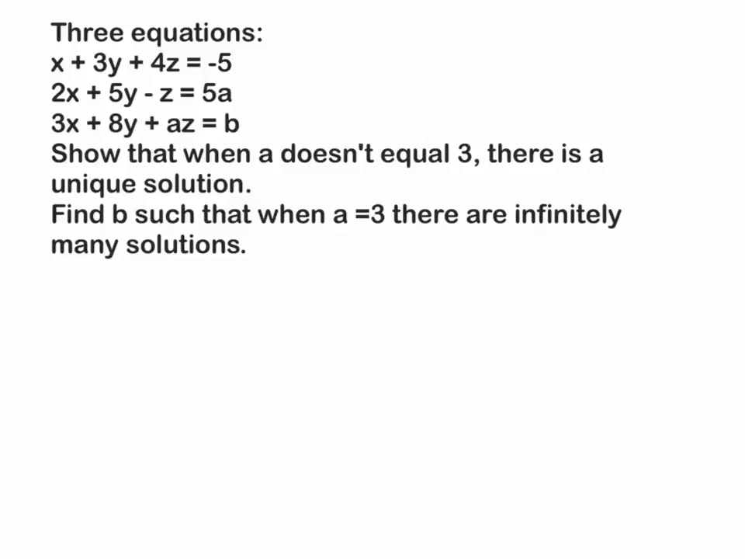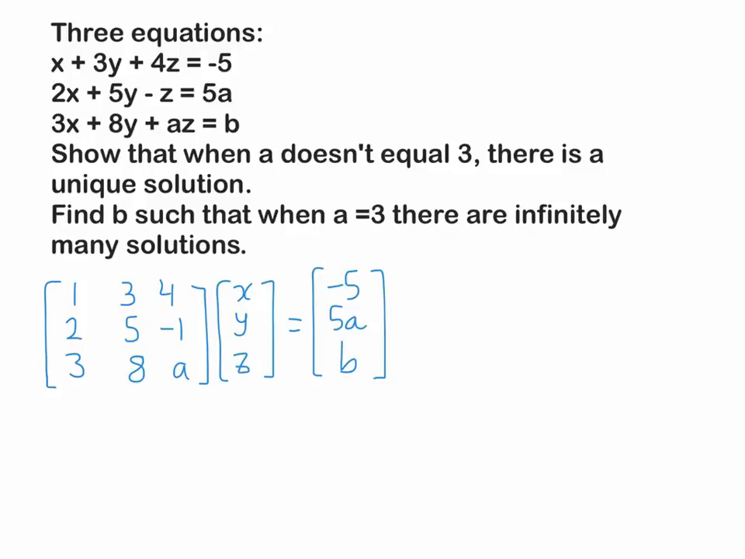Here we have a similar question to before, 3 equations, and this time we're showing that when A doesn't equal 3, there's a unique solution, and then finding B such that when A equals 3, there are infinitely many solutions. So, writing this system of equations in matrix form.